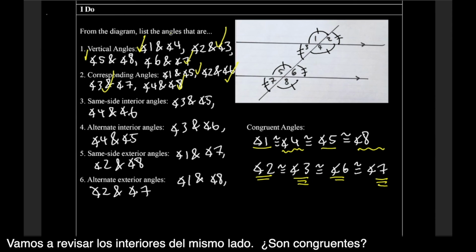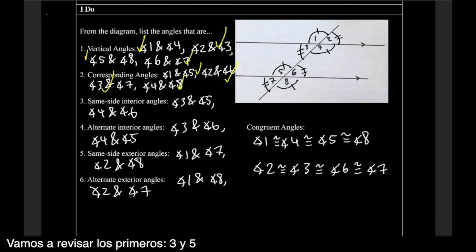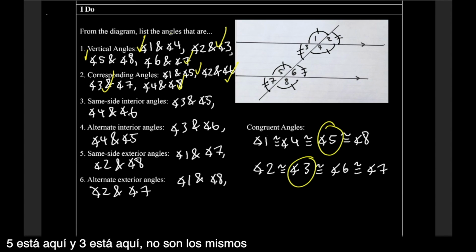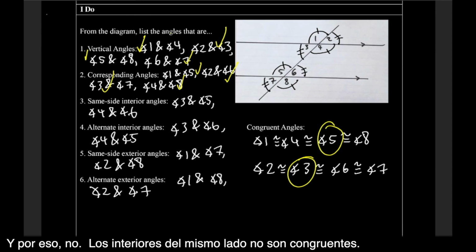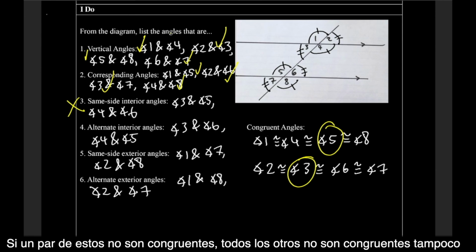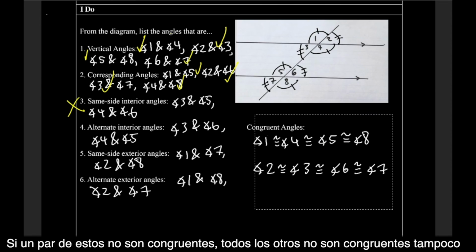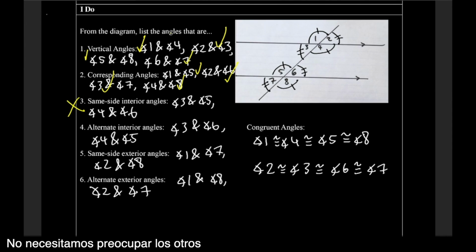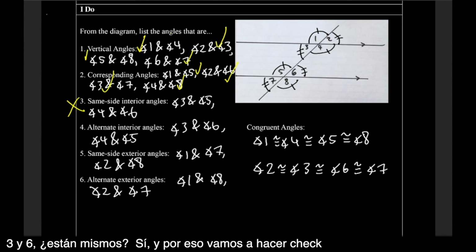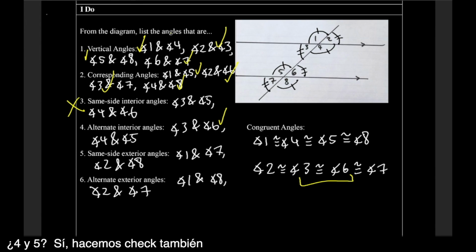How about same side interiors? Are they congruent? Let's just check the first one. 3 and 5. We see 5 is here, 3 is here. They're not the same, so no. Same side interiors, if one of them doesn't work, all of them don't work. So that we don't need to worry about. Alternate interiors, let's look at that. 3 and 6. Are they the same? Yeah, those are, so that checks off. How about 4 and 5? Yep, that also checks off.